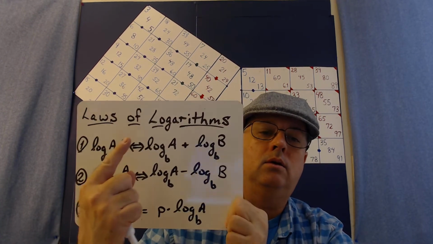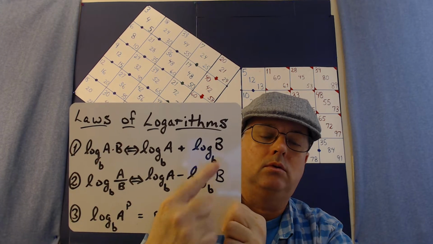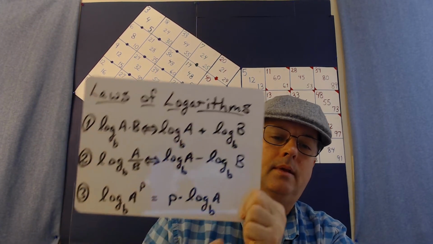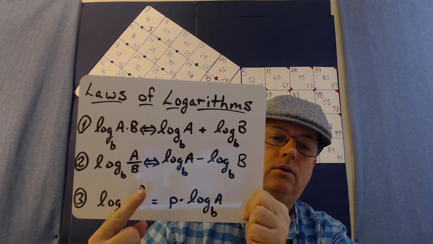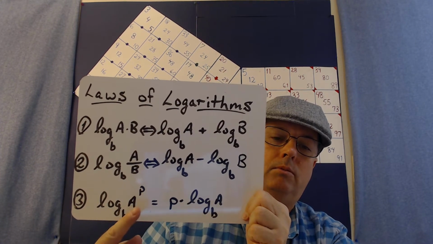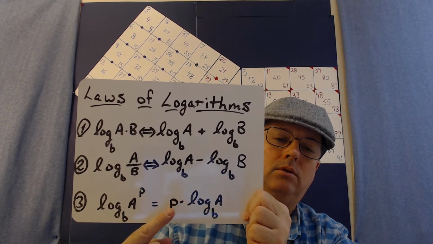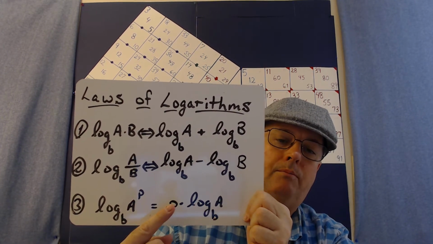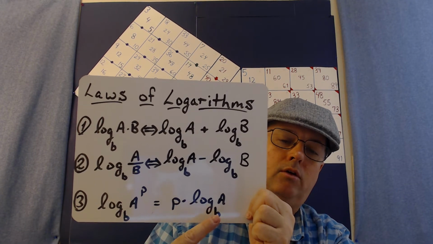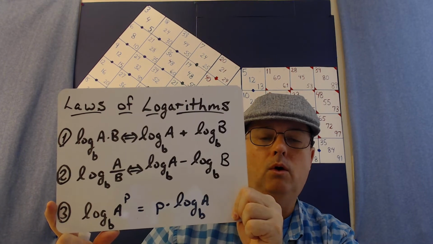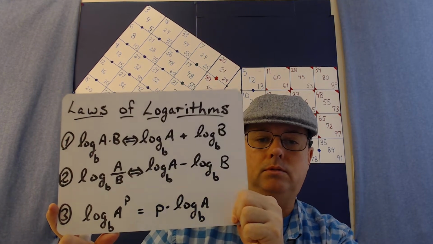And so when we're multiplying, we add the exponents. And when we're dividing, we subtract the exponents. And here we have a power to a power. And so when we have a power to a power, we multiply the powers. Here's the power p multiplied by the other power, log base b of a. Okay, so we have our laws of logarithms.